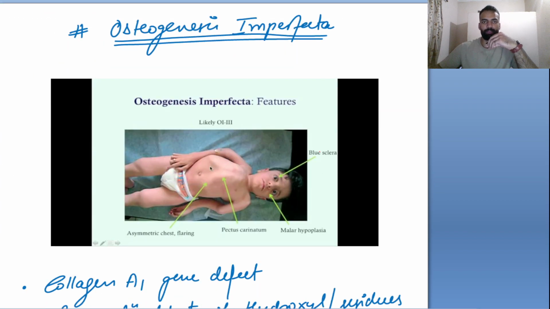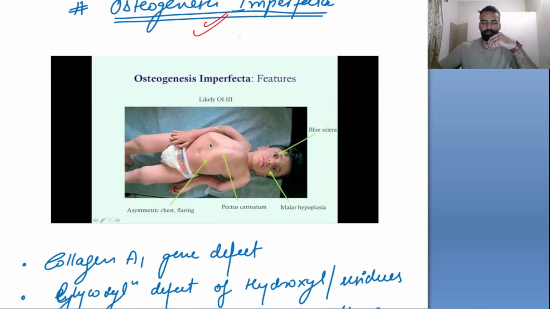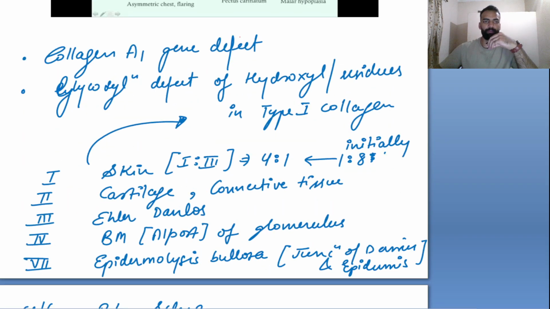So the important topic is osteogenesis imperfecta. In osteogenesis imperfecta, first I will tell you the metabolic defect, which is collagen A1 gene defect. This is a previous year question, collagen A1 gene defect, and this has been asked many times.